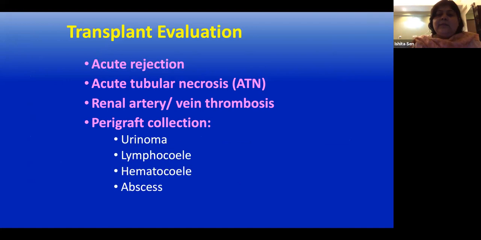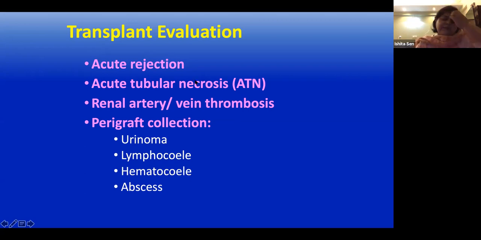So quickly, we'll go through the transplant evaluation. Should you want me to continue or stop? You can tell me on the message. Somebody please direct message me. If I don't get a message, then I'll continue. So I don't see a message, so I'm going to continue anyways.